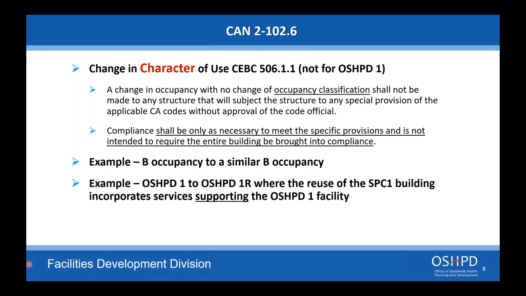Another example of this, we introduced the 1R with the last of the 2019 building code. And if you're switching from an OSHPD 1 to an OSHPD 1R, where the reuse of the SPC1 building incorporates services supporting that one OSHPD 1 facility, you do not have to bring up the whole building to current code. So that 1R building that had acute care services removed does not have to be completely renovated for its repurposing.